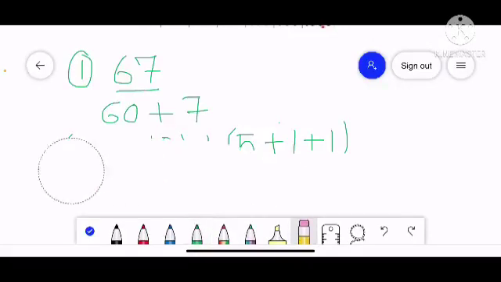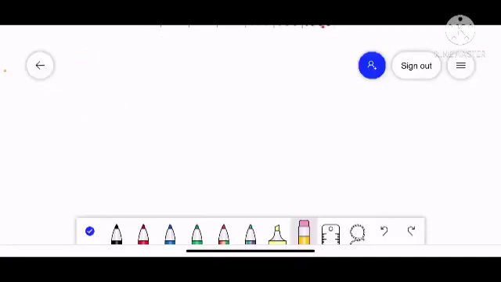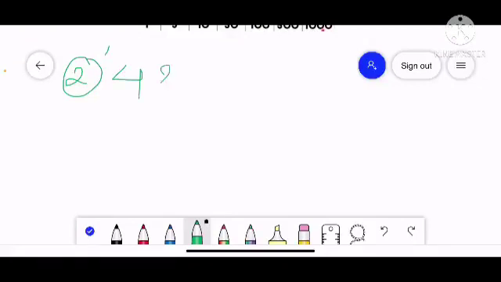Now see another example of how you are going to convert, that is 42. Now let's see one more example. You will write 42 in Roman numerals. Once again we are going to break the number into tens and ones, that is 40 plus 2.